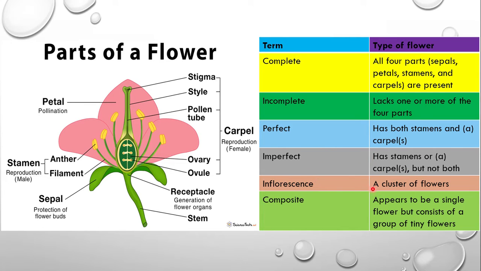Inflorescence naman pag naay cluster of flowers. Composite nga flower naman, ang tawag sa flowers nga that appears to be a single flower but consists of a group of tiny flowers. For example, ani is kanang santan, no? Although tanaw nimo na nagtapok na santan, abi nimo isa lang siya ka flower, but it is made up of tiny flowers, no? Ang santan.